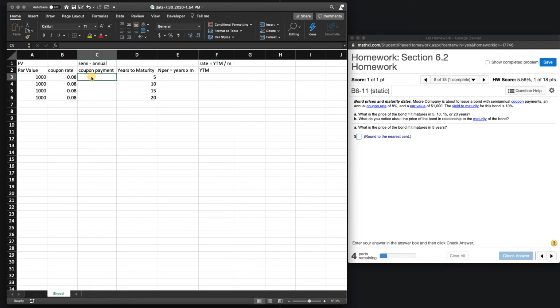If we recall our formula for coupon payments, it's going to be par times our coupon rate divided by the number of payments per year. So reminder, it's a semi-annual coupon payment we're trying to determine, so that means we're going to be paying twice a year, so that's why we divide by 2. Okay, we can go ahead and bring that down.